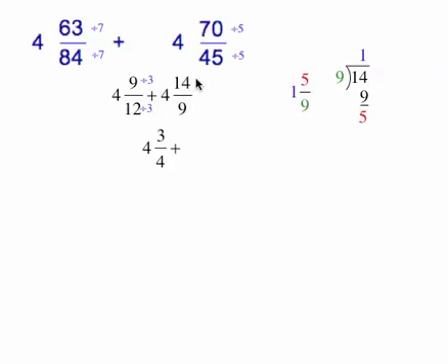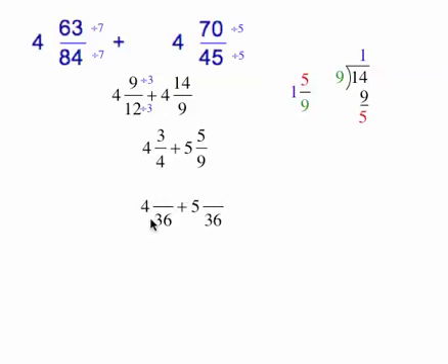So we're going to replace the 14/9ths with the 1 and 5/9ths, and when we do that, the 1 adds to the 4, and we get 5 and 5/9ths. All right, now we just need a common denominator. The smallest thing that we can think of that 4 and 9 both go into is 36.